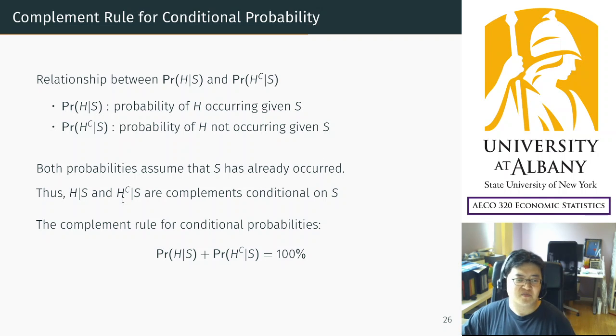So these two are complements under the same condition. H and H complement become the complementary relationship. So in the end, we have the complement rule. The point here is, when you take the complement, the sum has to be 100%, and the complement sign is put only on the main event. So the condition should not change. That is the point of this complement rule.